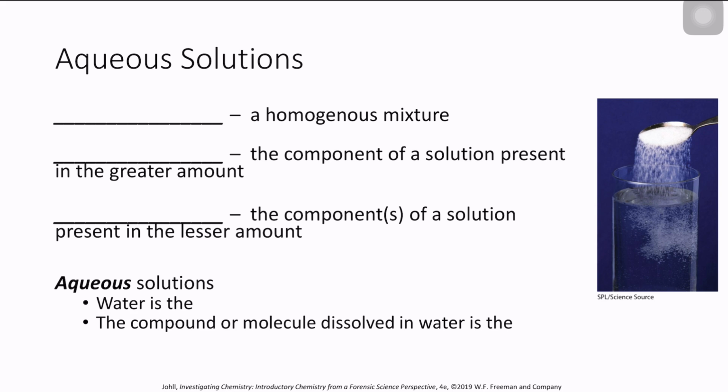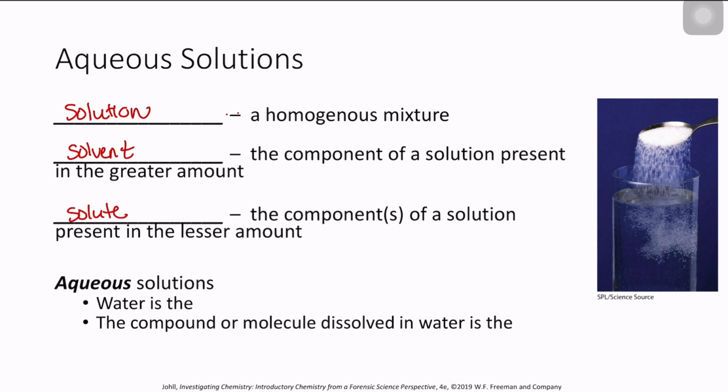In this video, we are going to talk about aqueous solutions. A solution in chemistry is a homogeneous mixture. Now, within the solution, there are generally two components. We have the solvent, which is the part of the solution present in the greater amount, and we have the solute, which is the component or the part of the solution present in the lesser amount.